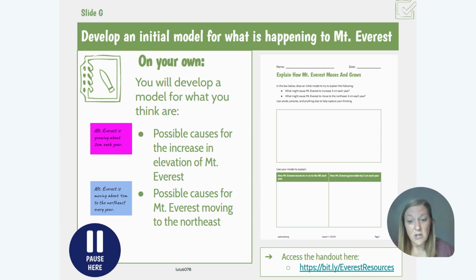So take a few minutes and develop an initial model that represents your ideas for what's causing it to increase in elevation, so height, and then also what's causing it to move sideways, northeast, 4 centimeters per year. You can either access this handout using the bit.ly link provided, or you can create a handwritten copy in your notebook. Either is fine. Just pause the video here while you're developing your model, and we will move on when you're ready to begin.